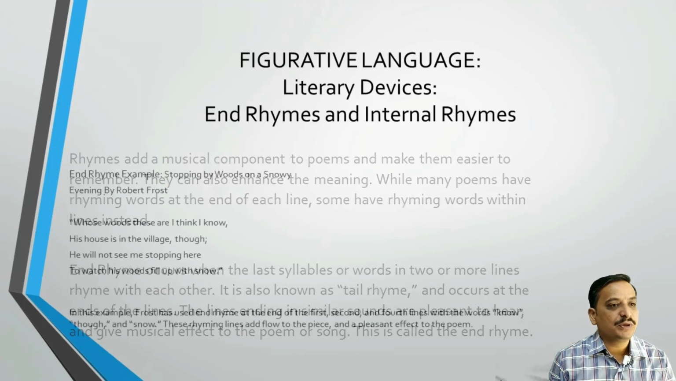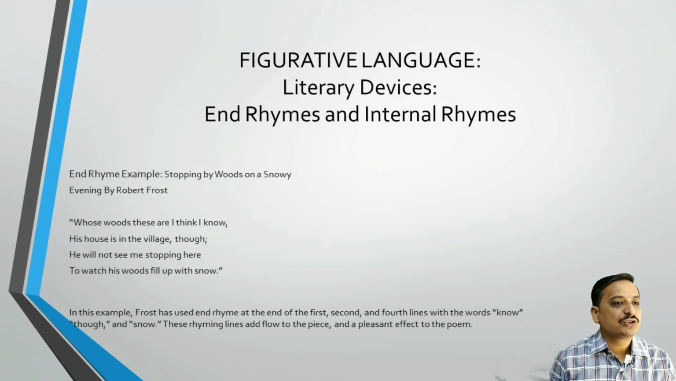An example would be "Stopping by Woods on a Snowy Evening" by Robert Frost. "Whose woods these are, I think I know. His house is in the village, though. He will not see me stopping here to watch his woods fill up with snow." In this example, Frost has used end rhyme of the first, second, and fourth lines with the words "know," "though," and "snow." These rhyming lines add flow to the piece and a pleasant effect to the poem.